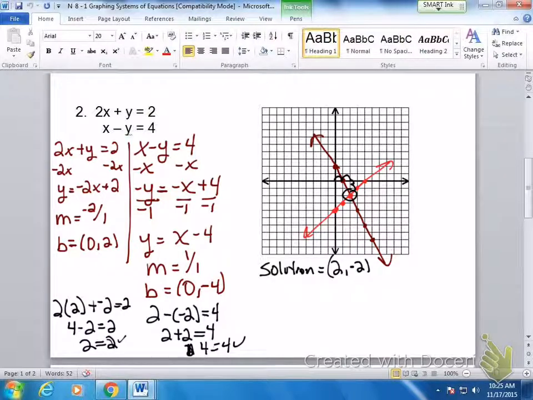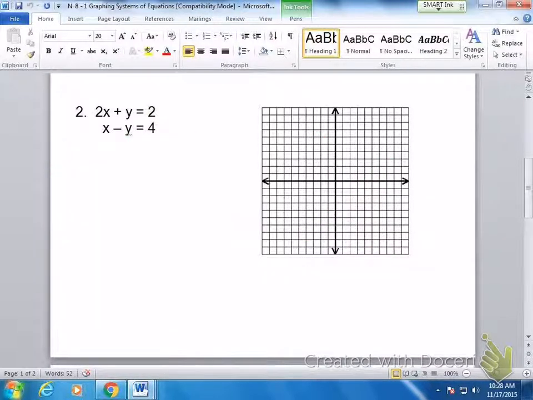So guys, be careful again when you're graphing. It's the most important part. Let's go to the next one.